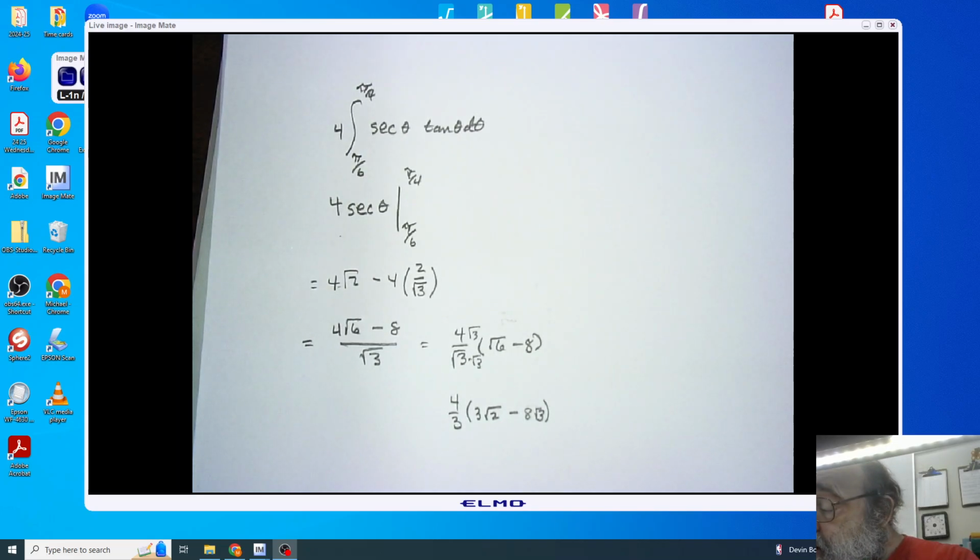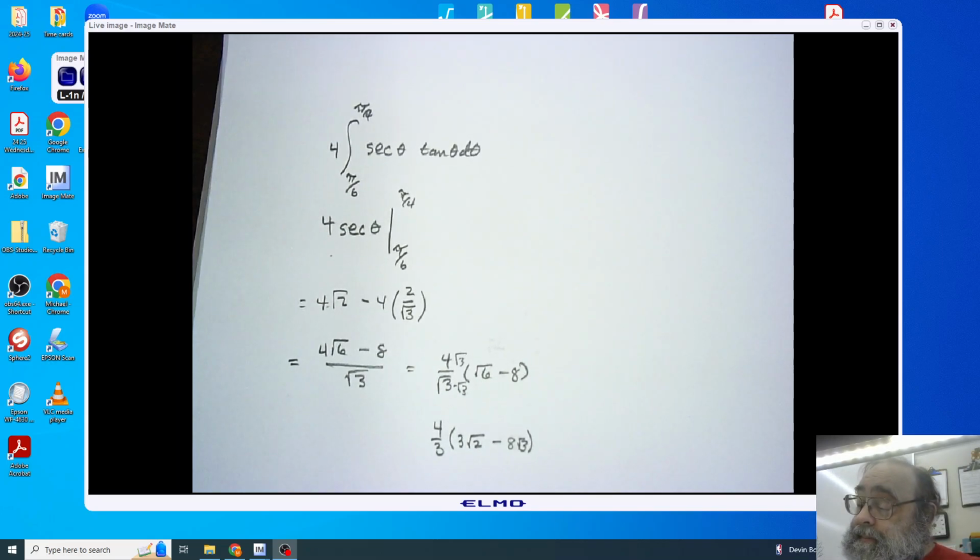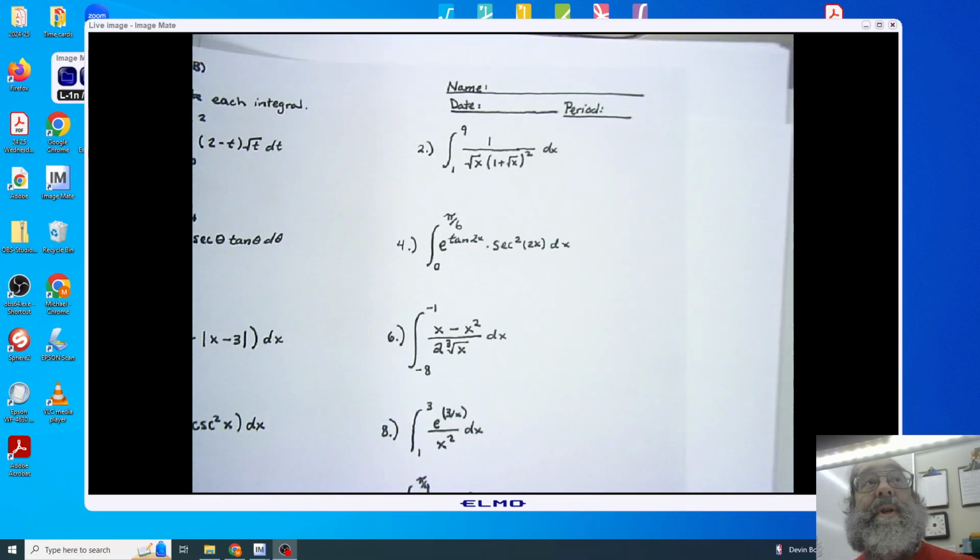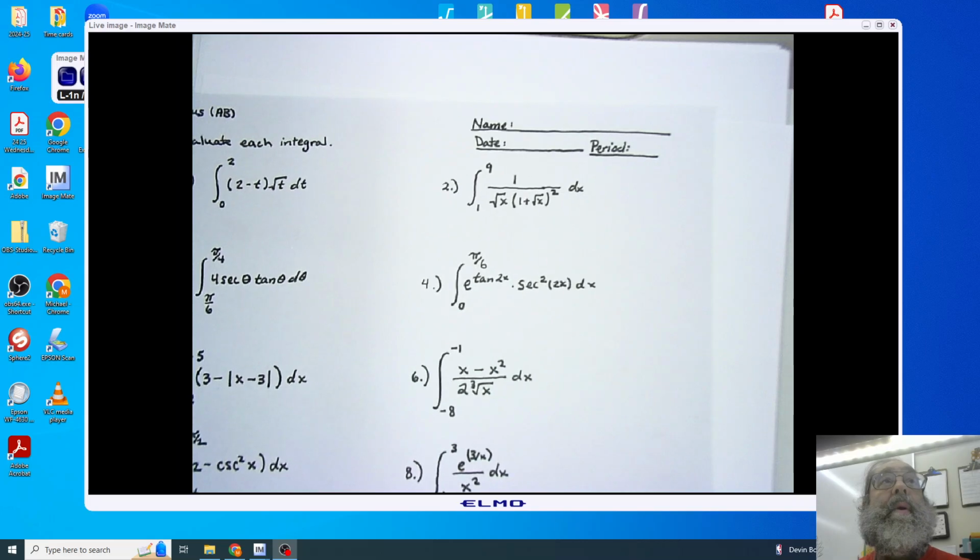Alrighty. Let's go ahead and keep going. This brings us to number 4. Number 4 is another type of u substitution that we see. So we're looking at the integration from 0 to pi over 6 of 4 to the power of tangent 2x, and then I have times secant squared 2x dx.